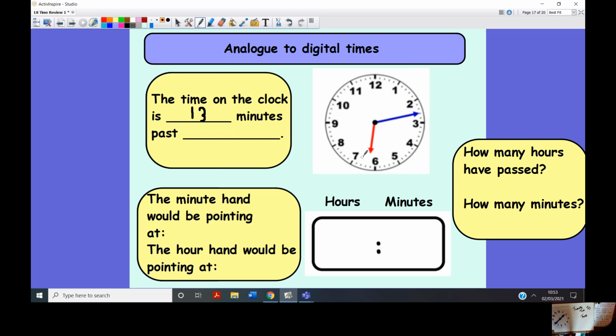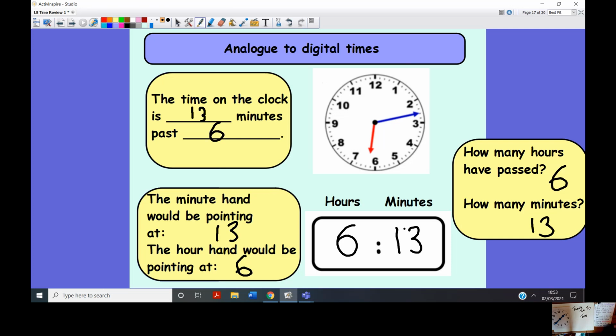And then it's past. Remember, it's past. Our hour hand is the short hand, and we're going to be looking at the number that it's closest to. It's 13 minutes past 6. So the minute hand is pointing at 13. The hour hand is pointing at 6. This means that 6 hours have passed and 13 minutes. So then I would write here 6 hours, 13. The time is 6:13 or 13 minutes past 6.